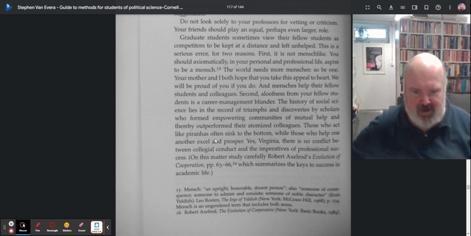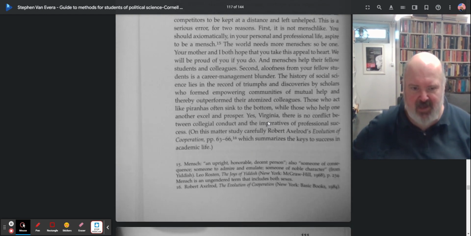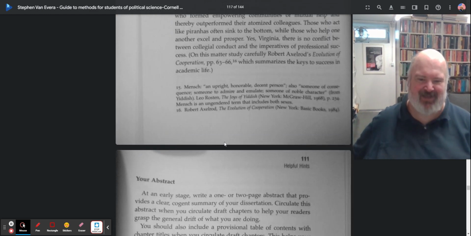Those who act like pariahs often sink to the bottom. Those who help one another excel and prosper. Yes, Virginia, there's no conflict between collegial conduct and the imperatives of professional success. Study carefully Robert Axelrod's Evolution of Cooperation, which summarizes the key to success in academic life. Great, that's right.